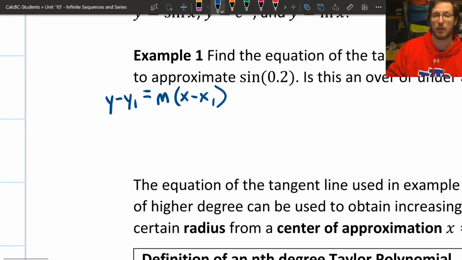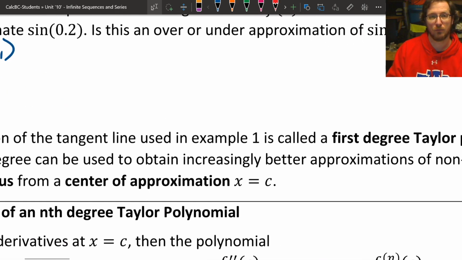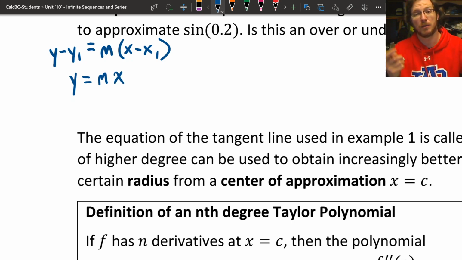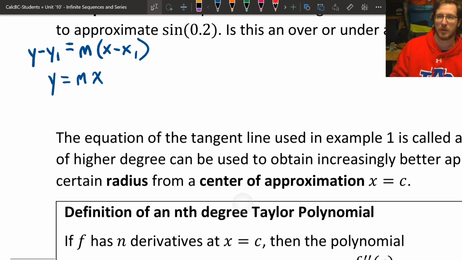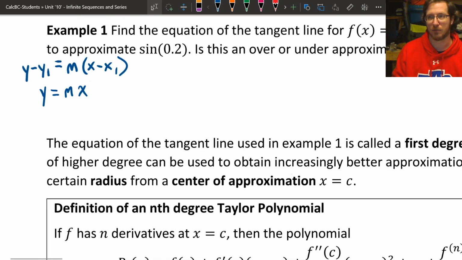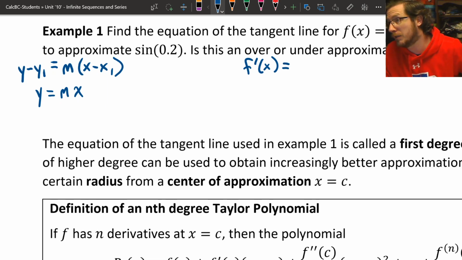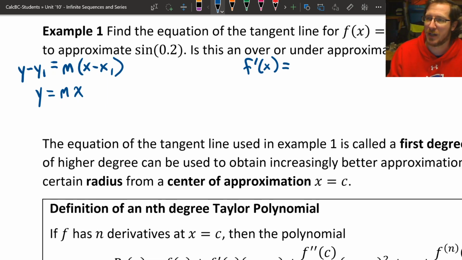Plugging those into our point slope form so far. Y minus 0 is just y. X minus 0 is just x. So we're down to y equals m times x. And now we just need to find our m. Remember, that's our slope. To find our slope, we look at the derivative, the instantaneous rate of change. So f prime of sine of x. Derivative of sine is cosine.